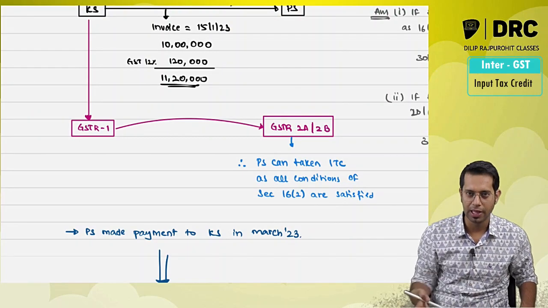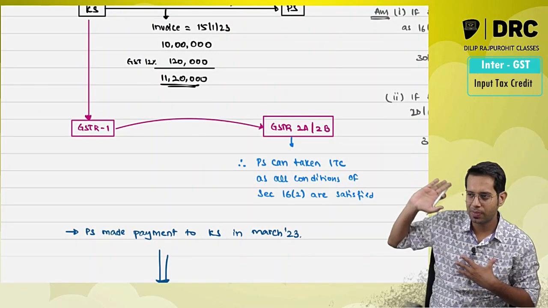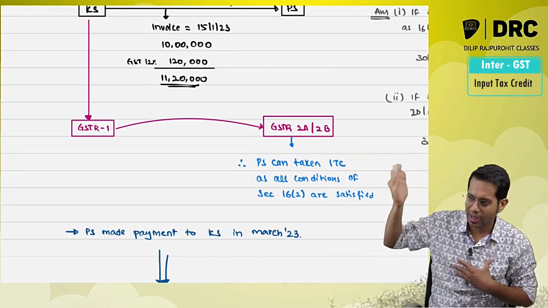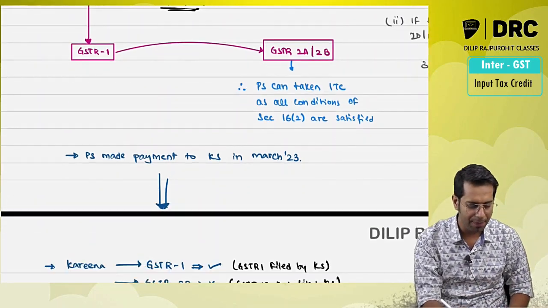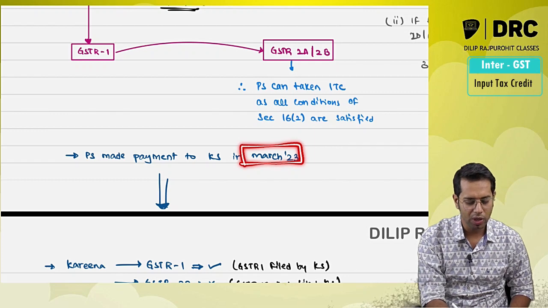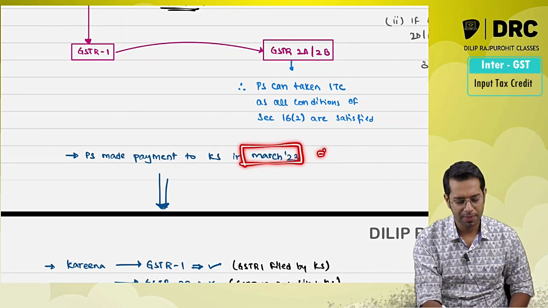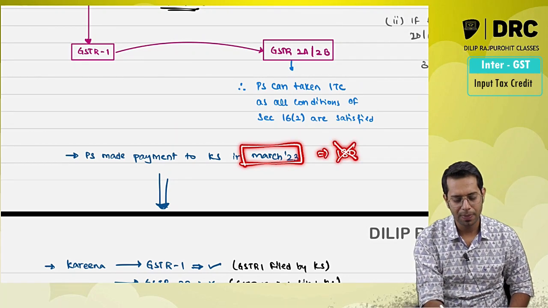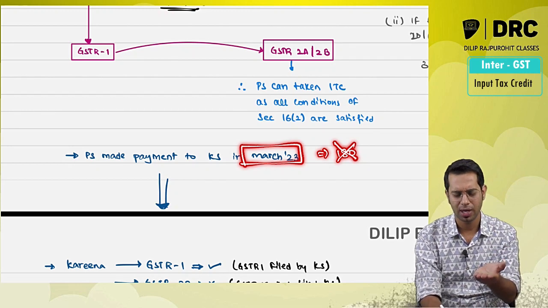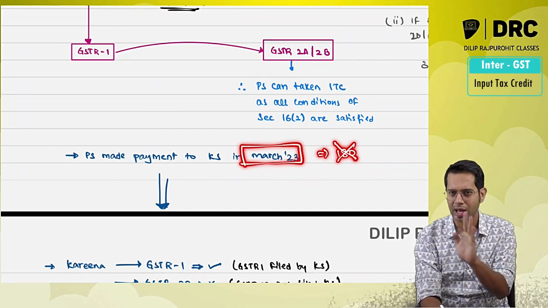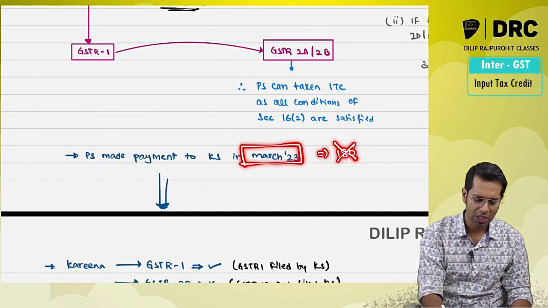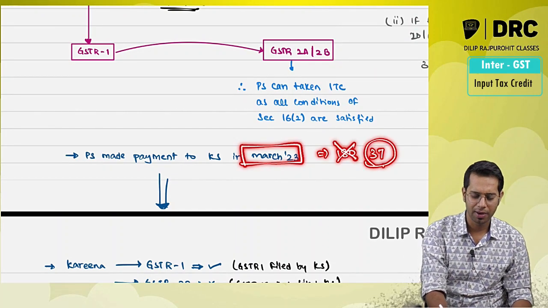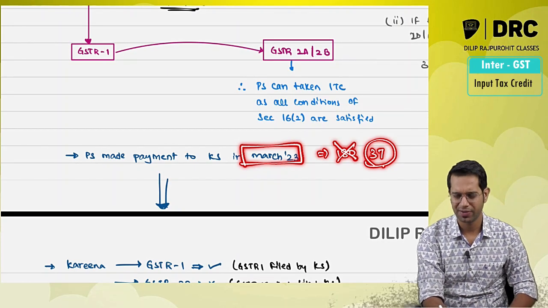Now what has happened? We'll continue the story. I made a purchase in the month of January from Karina, for which Karina filed her return, and therefore I took the ITC because I am satisfying all the conditions. For this invoice, I made the payment to Karina in the month of March, within 2 months, so the 180 days condition is not applicable now. I am not violating any conditions specified in rule number 37 also.